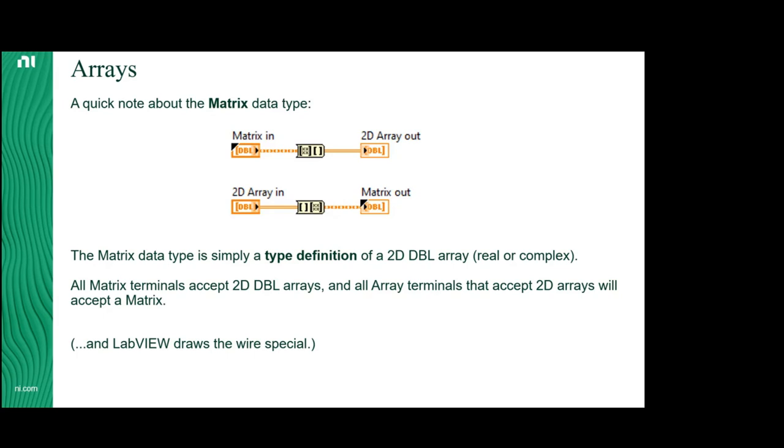Any function that can take a 2D array of doubles can take a matrix, and any function that can take a matrix can take a 2D array of doubles. It feels like we kind of overcomplicated things by adding this other data type that behaves almost exactly like another one. But I just wanted to mention that if you ever run across a matrix and wonder, what the heck is that? It's just a 2D array of doubles. That's all you really need to know.